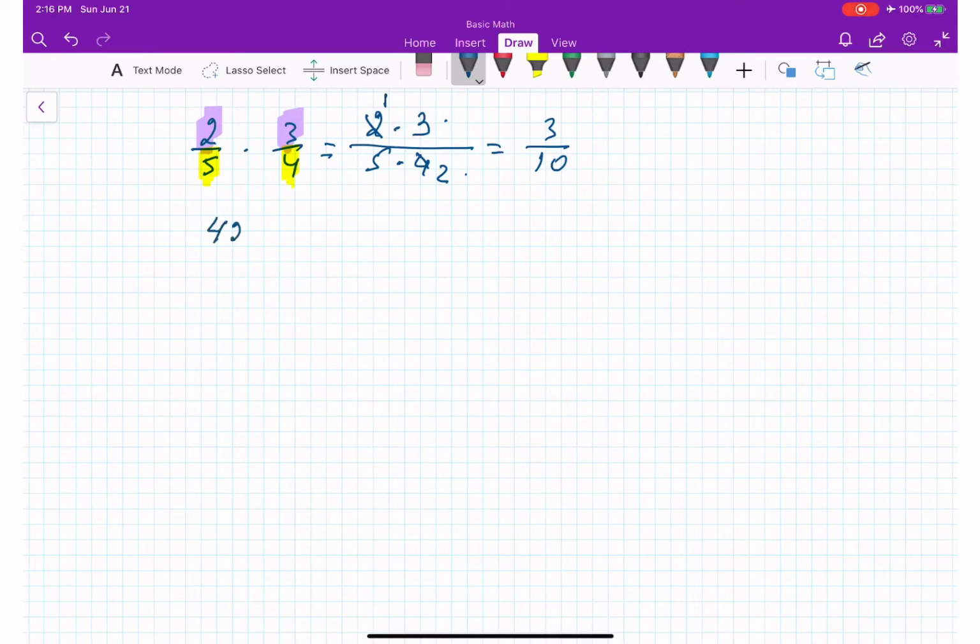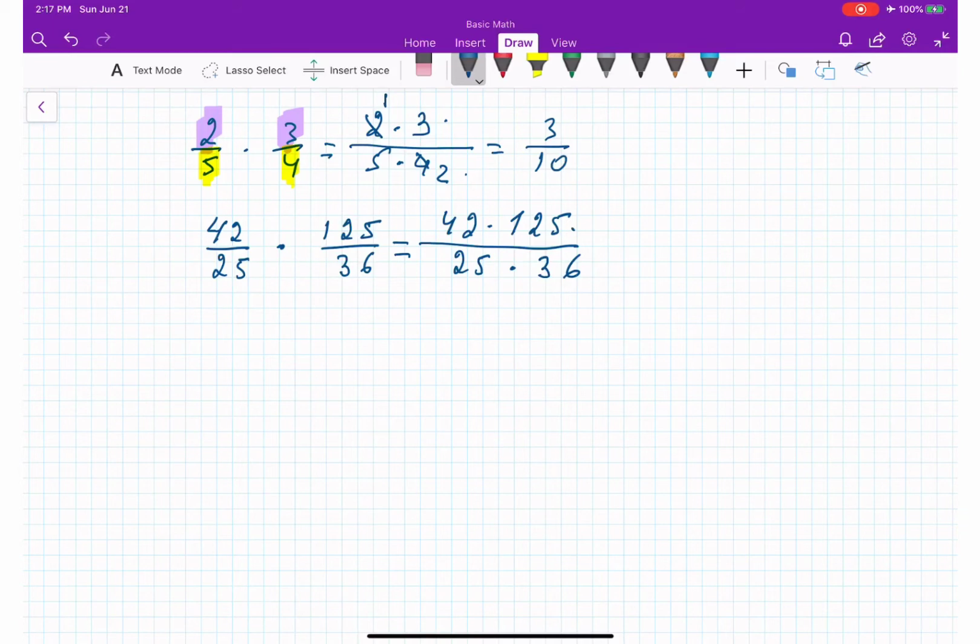42 over 25 times 125 over 36. So let's see. 42 times 125, and here we have 25 times 36. Can we simplify here? Let me look. 42 doesn't have anything in common with 25. 125 doesn't have anything in common with 36, so there is no number that both of them can be divisible by. But it's a different story, 42 and 36.